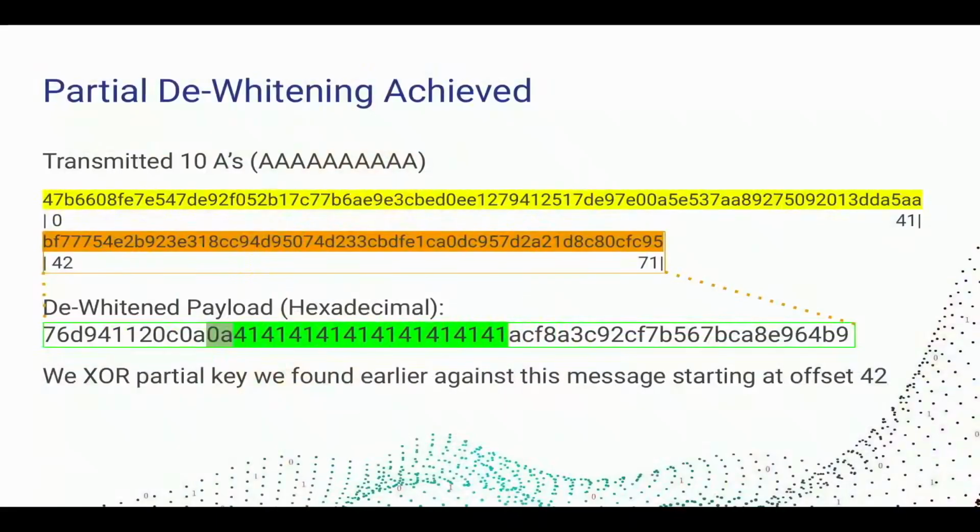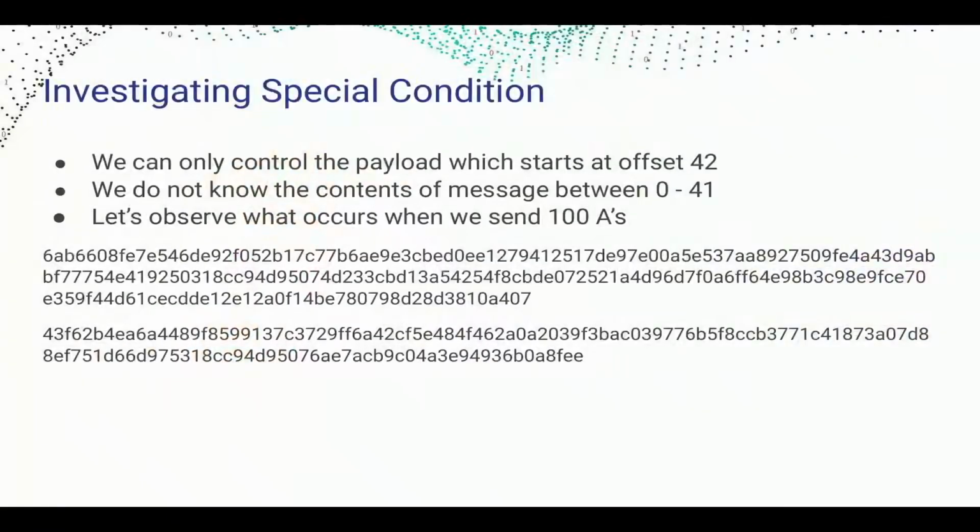Then we can use this against a different message. Here we have the payload between 0 and 71. We can de-whiten everything after 42, so all the part in orange we de-whiten, and then we can see that we have 10 A's. So we have 10 41s and also the 0A that's represented as the length. However, goTenna is using a custom header, so we do not know what the 0 to 41 is. And the only way to find a whitening key for something is you have to know what's there. So we keep looking. We're investigating special conditions. We reiterate that we don't know what's below 42.